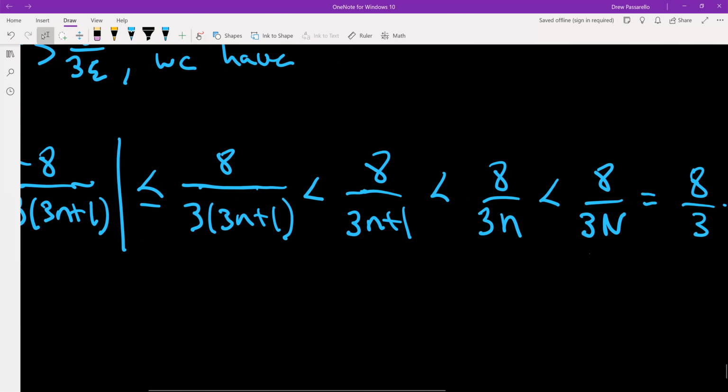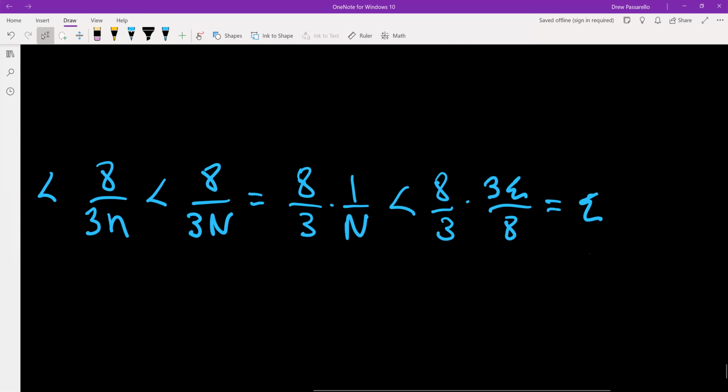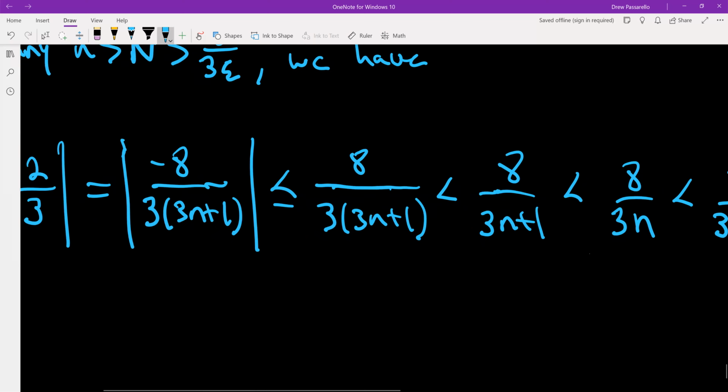And we just have this string of inequalities. I just broke 8 over 3 times capital N to be 8/3 times 1 over capital N. So it's more obvious that I'm just comparing the 1 over capital N to be less than that. So 8/3 times 1 over capital N is less than 8/3 times 3 epsilon over 8. All right, so that's part B. Now part C.